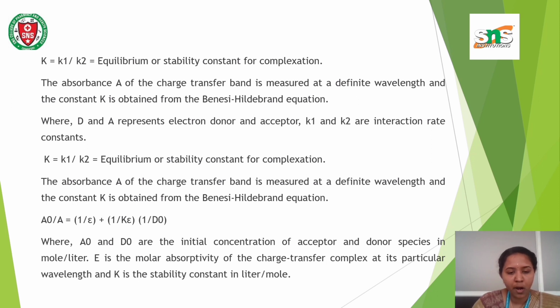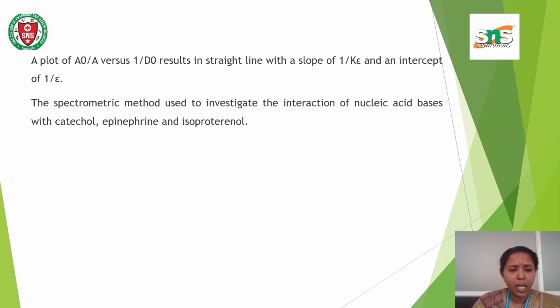Epsilon is the molar absorptivity of the charge transfer complex at its particular wavelength, and K is the stability constant in liters per mole. A plot of A0 by A versus 1 by D0 results in a straight line with a slope of 1 by K epsilon and an intercept of 1 by epsilon. The spectrophotometric method is used to investigate the interaction of nucleic acid bases with catechol, epinephrine, and isoproterenol.